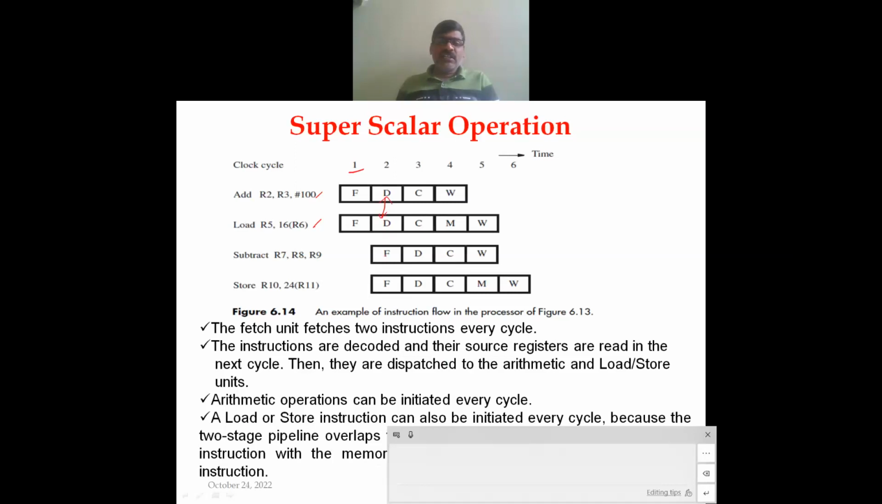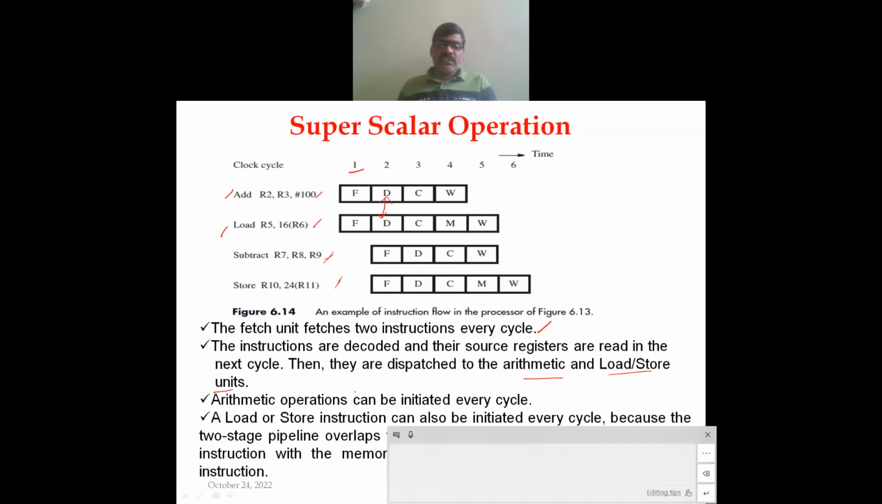and during that second clock cycle, another two instructions, subtract and store, are fetched. So the fetch unit fetches two instructions during every clock cycle. The instructions are decoded and their source registers are read in the next cycle. Then they are dispatched to the arithmetic and load or store units. So this will be dispatched to the arithmetic unit and this will be dispatched to the load unit.